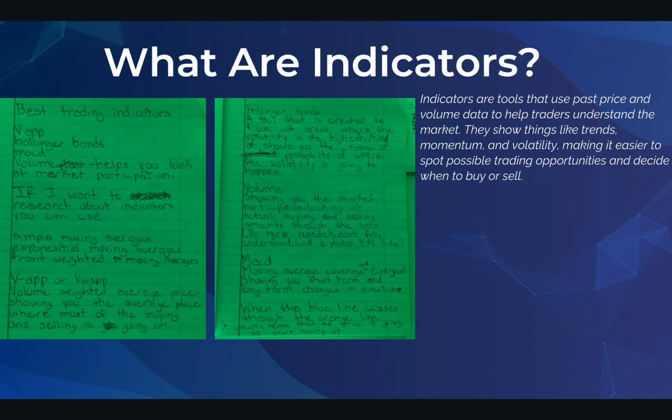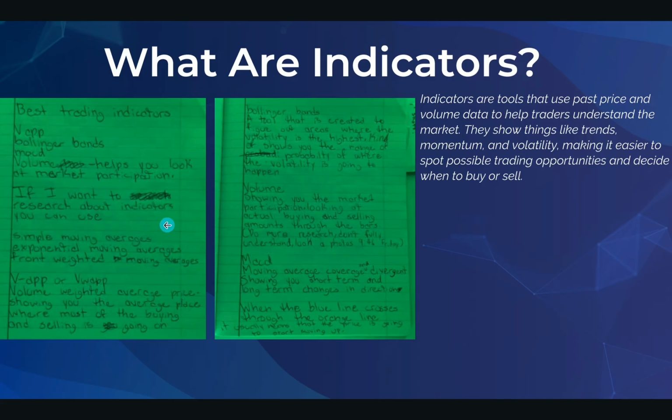Indicators are tools that use past price and volume data to help traders understand the market. They show things like trends, momentum, and volatility, making it easier to spot possible trading opportunities and decide when to buy or sell.